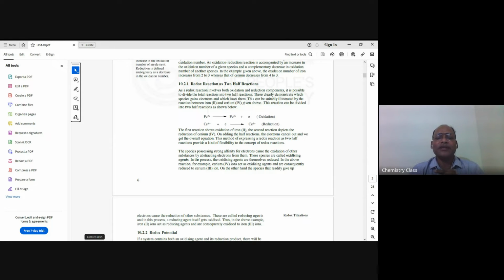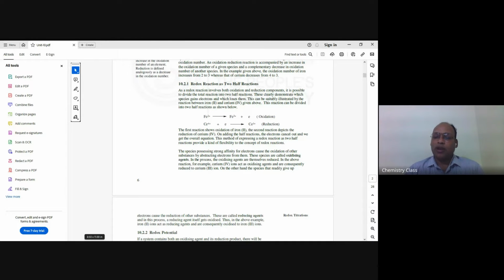So we can write Fe2+ plus Se4+ plus 1 electron gives rise to Fe3+ plus Se3+ plus 1 electron. This is what is called the net reaction. On both sides, the reactant side and the product side, there is 1 electron. That means the reaction is balanced. This 1 electron is known as n, the number of free electrons.